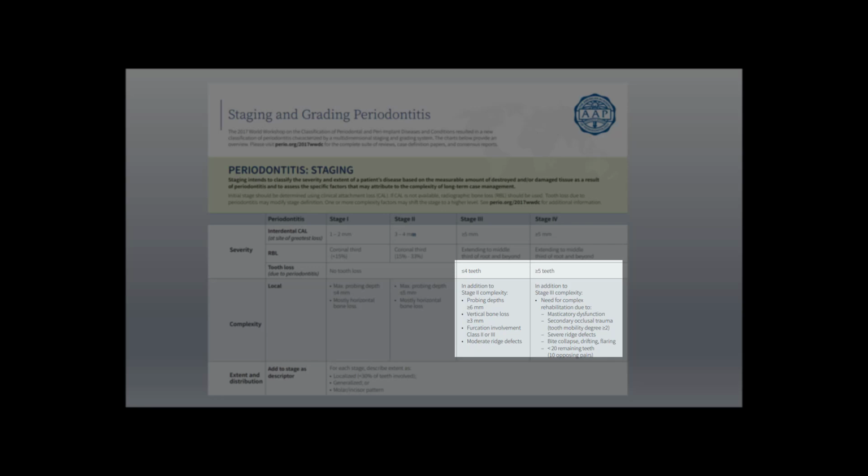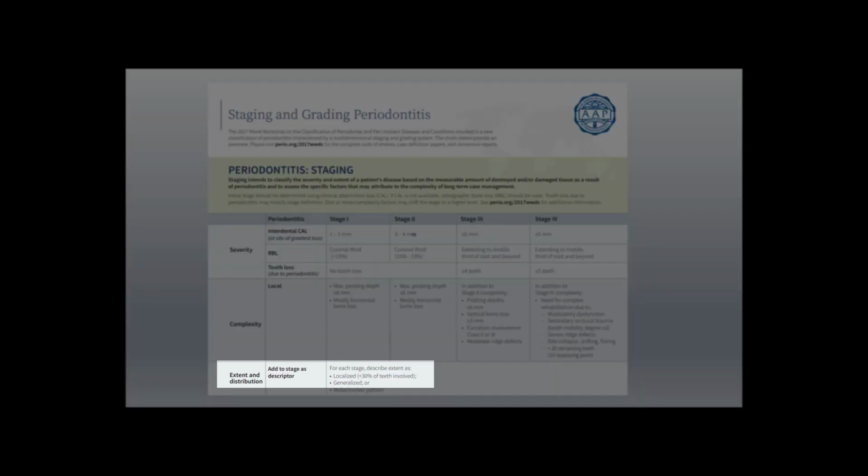With stages 1 and 2, it's mostly horizontal, and there's no furcation involvement. In stage 3, we have furcation involvement, class 1 or 2. Severity, they may have moderate ridge defects as well. In stage 4, it's everything that stage 3 involves. In addition, the patient may have greater than a stage 2 mobility. They've lost equal to or more than 5 teeth. They may have less than 20 teeth remaining in the arch. Then you're going to describe to which extent.